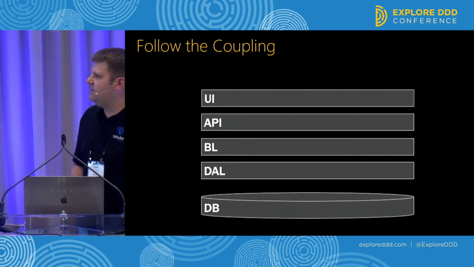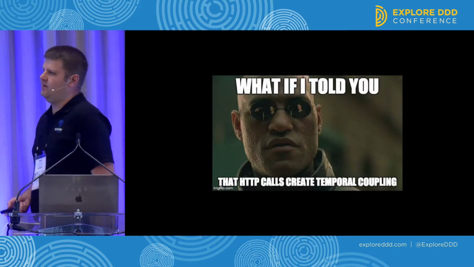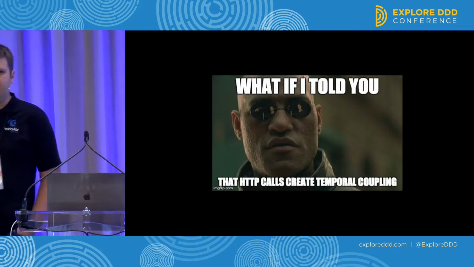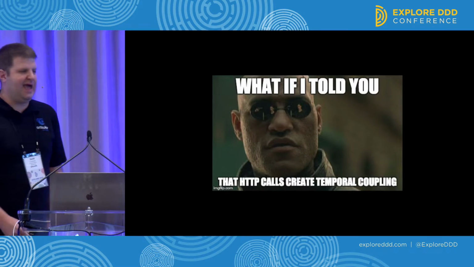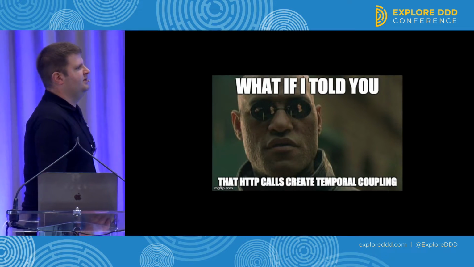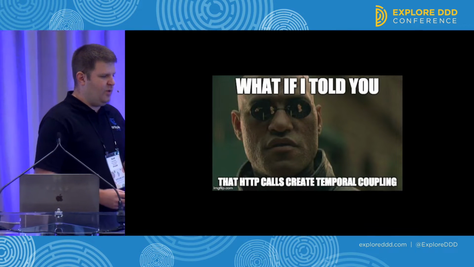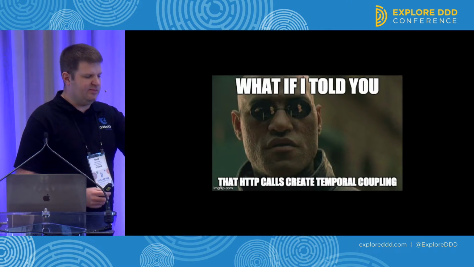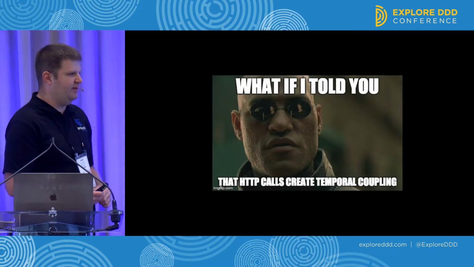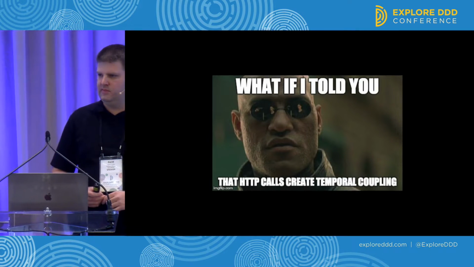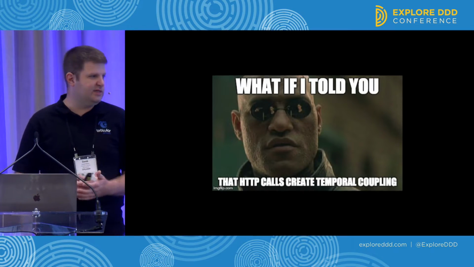And adding the API layer doesn't really fix anything because, as we talked about, adding HTTP just adds temporal coupling. Temporal coupling is the coupling where you need to go get something and you have to wait in time for that thing to be done. And if that thing is slow, you are stuck.